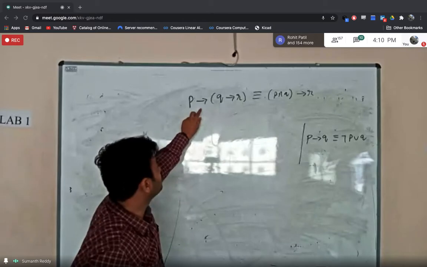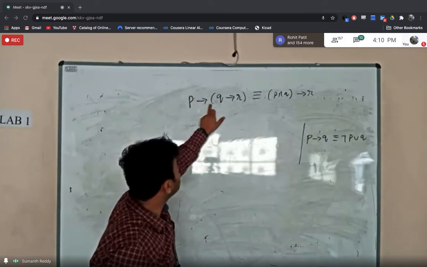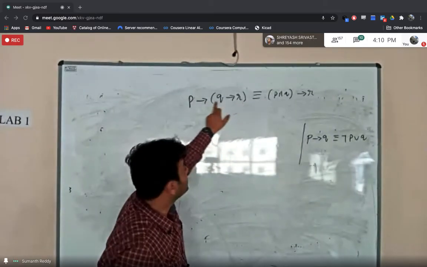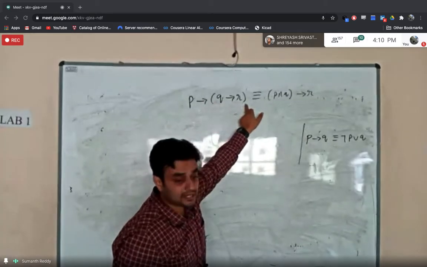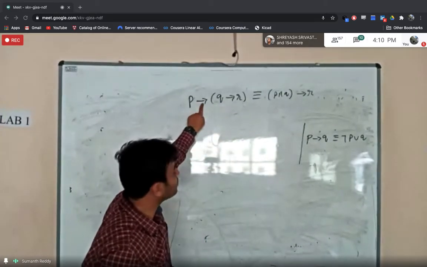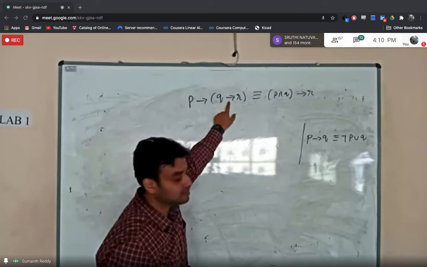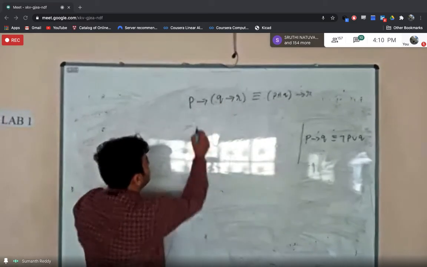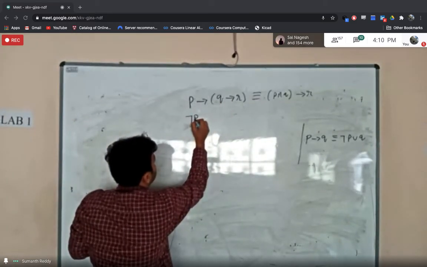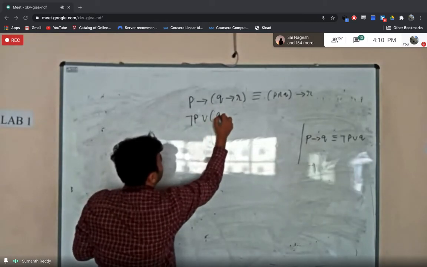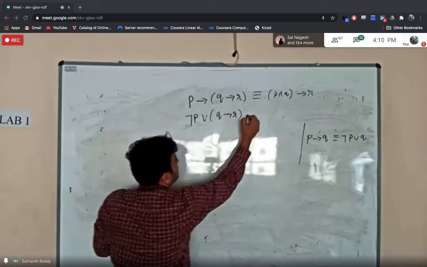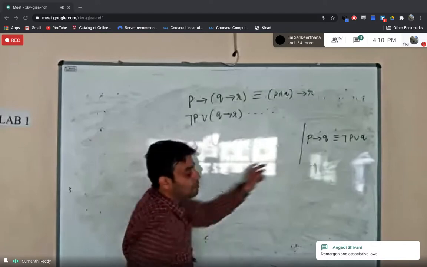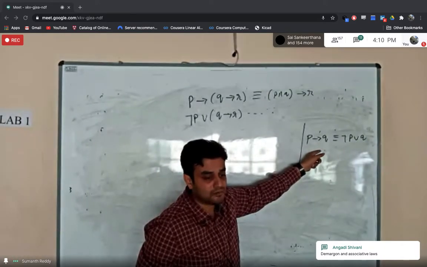I will just do the same thing. This is in the form of P implies (Q implies R). This conditional is for the entire bracket. So first you have to apply the rule for this one, not this one. So this can be written as negation of P, or in place of Q, Q implies R. For this formula we don't have any name.